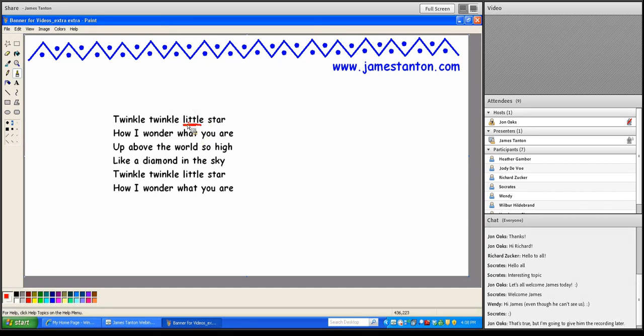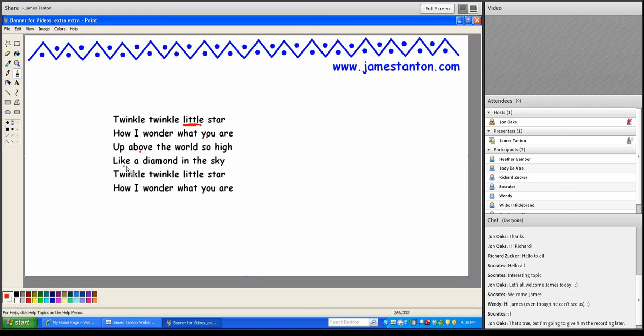Choose any word you like, anywhere in the first two lines. Maybe I'll choose the word little. The game we're going to play is the following. Count how many letters are in the word little: 1, 2, 3, 4, 5, 6. Six letters in little. Let's count six words forward: 1, 2, 3, 4, 5, 6. That gets me on you. That has three letters in it.